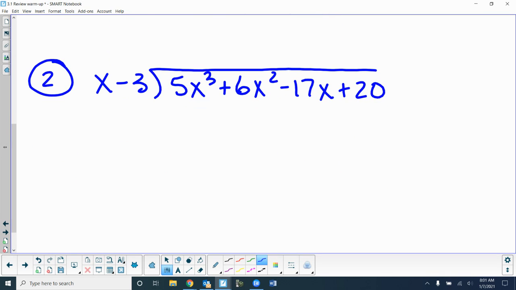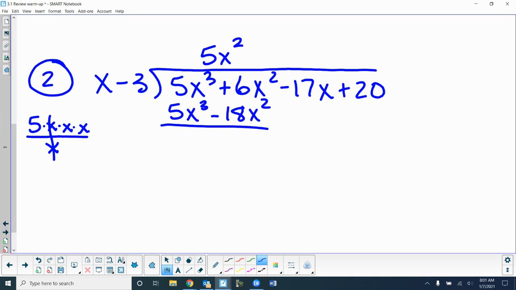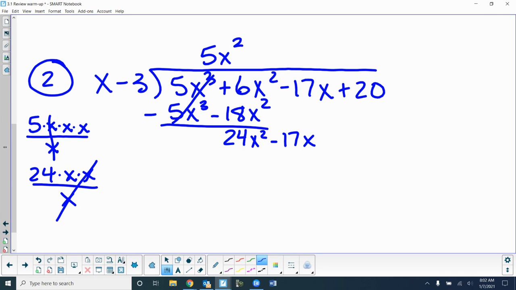Okay, so again, just 5x cubed, which is 3x's, divided by x. That gives me a 5x squared, right? All you're really doing is subtracting the exponent, right? Put 1. So 5x squared times x, and 5x squared times negative 3. Subtract, those cancel. Minus the negative is plus 18, right? So 6 plus 18 is 24. Bring down minus 17x. 24x squared divided by x, easy, 24x, right?